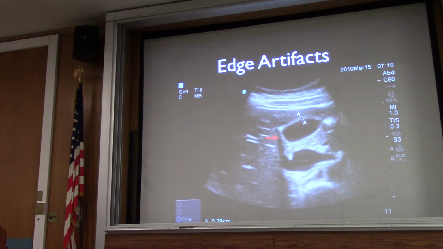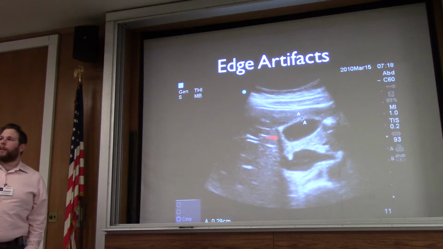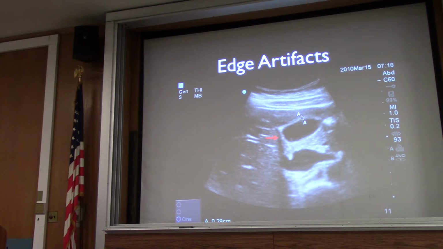But it's really important to tease it out, because if this one's kind of obvious that this is the edge, sometimes it's not as obvious. So fanning through, looking in two planes is super important to differentiate between edge artifact and gallstones, because you don't want to give somebody a diagnosis of cholelithiasis when it really is just edge artifact, and then you miss whatever actually is causing their symptoms.